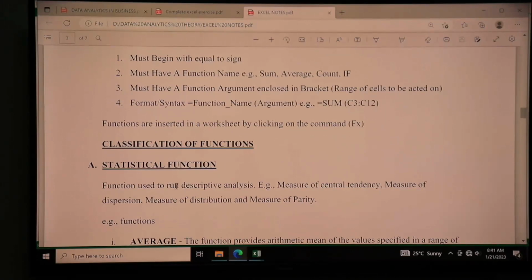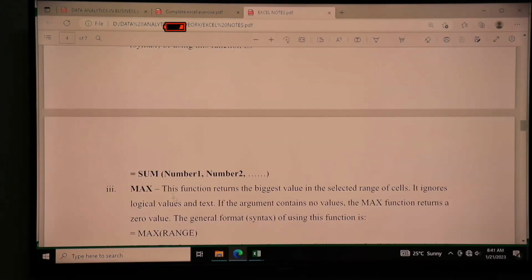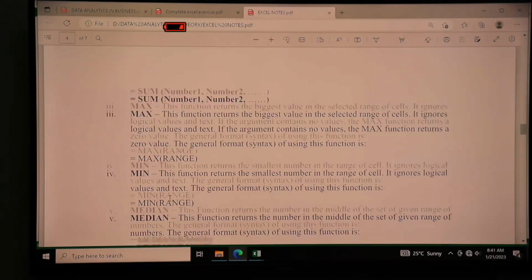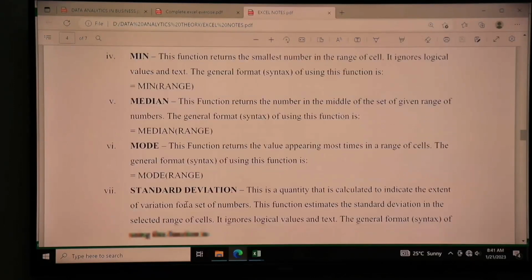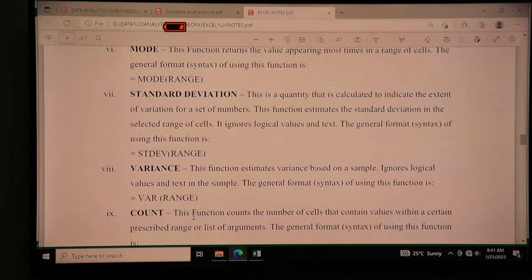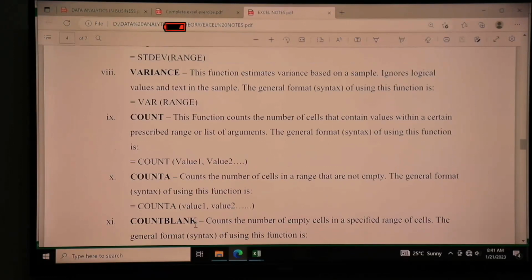So such functions like average, sum, max for the largest number, min for the lowest number, the median, the mode, the most frequently occurring number, the standard deviation that helps you to indicate the extent of variation between two sets of data or variables, the variance, and the square root. Then we have the COUNTA, COUNTBLANK. These functions and many other functions you can classify as statistical functions.